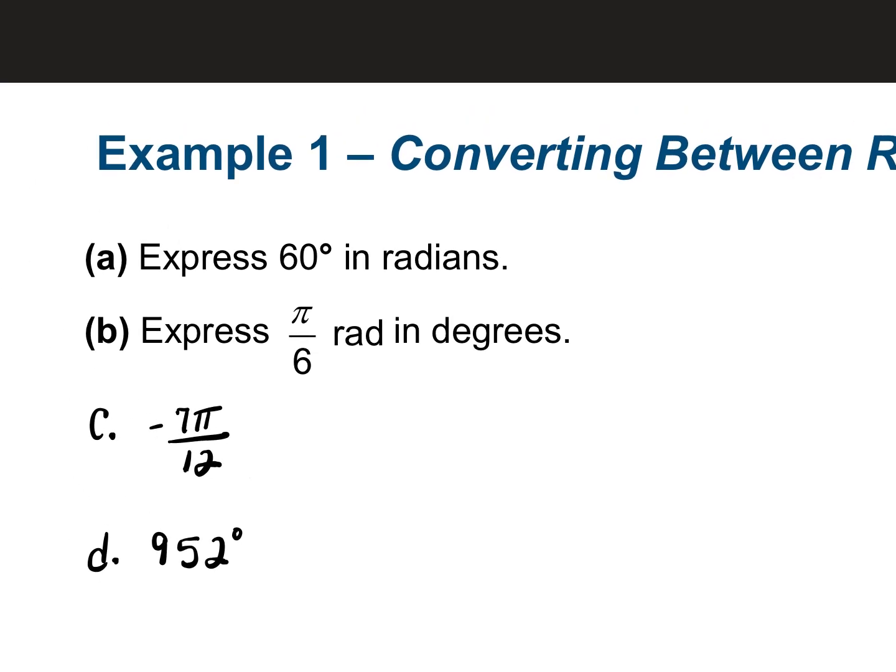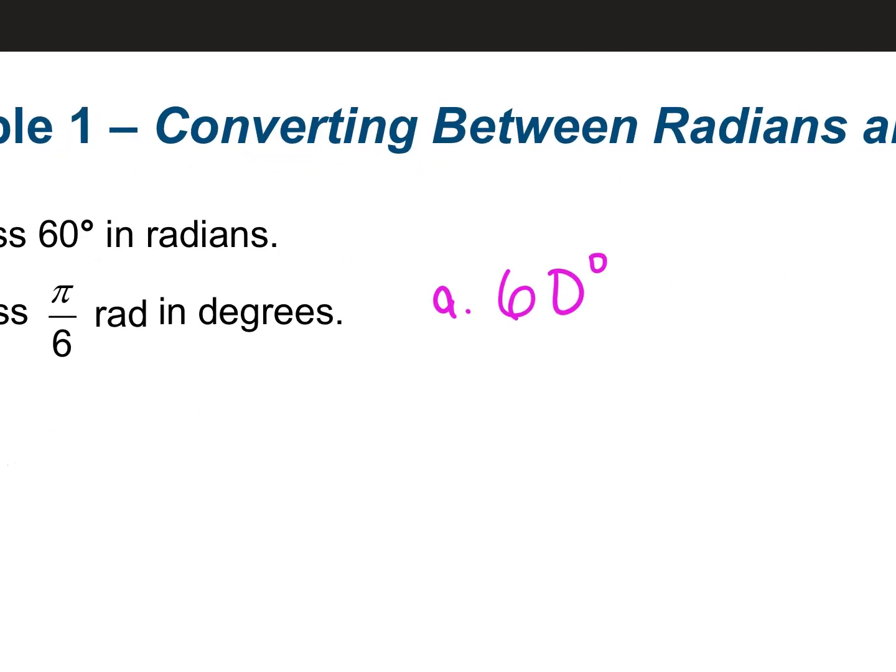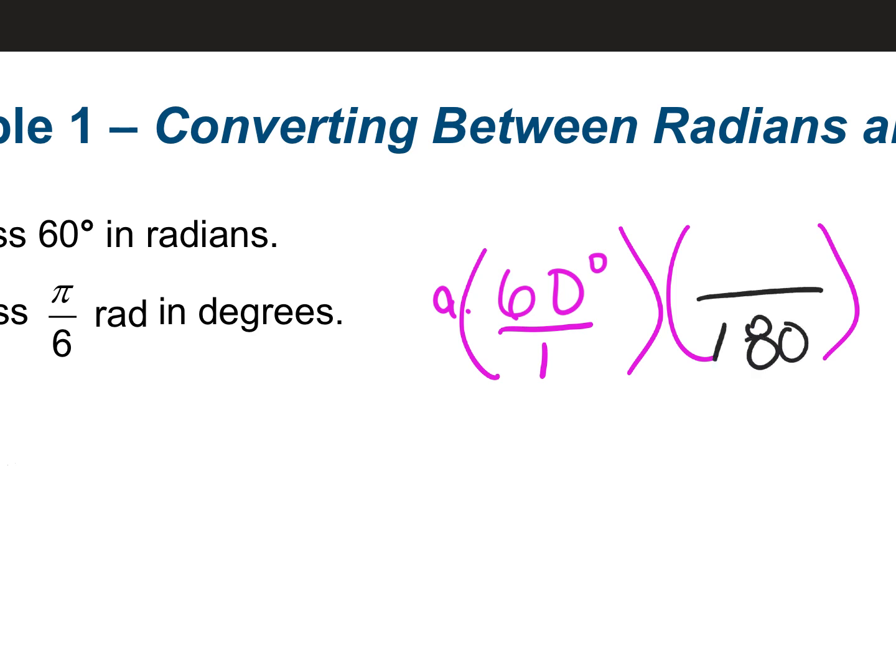Let's look at letter A. If I'm going to say, okay, 60 degrees, what is that in radians? Well, think about it. I have 60 over 1, correct? If I'm going to convert 60 degrees to radians, what do I want to cancel out? The degree sign. So where would the 180 degrees go? On the top or on the bottom? On the bottom. There you go. If you think about it that way, guys, it's either pi over 180 or 180 over pi. It's whatever you want to cancel out goes on the bottom.